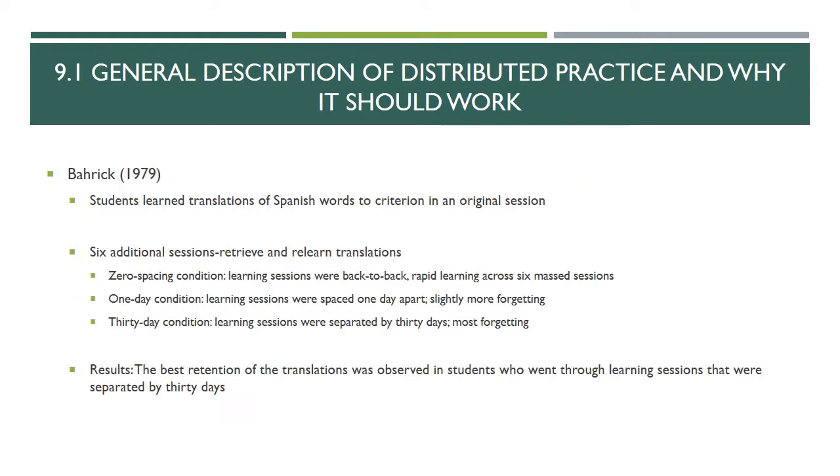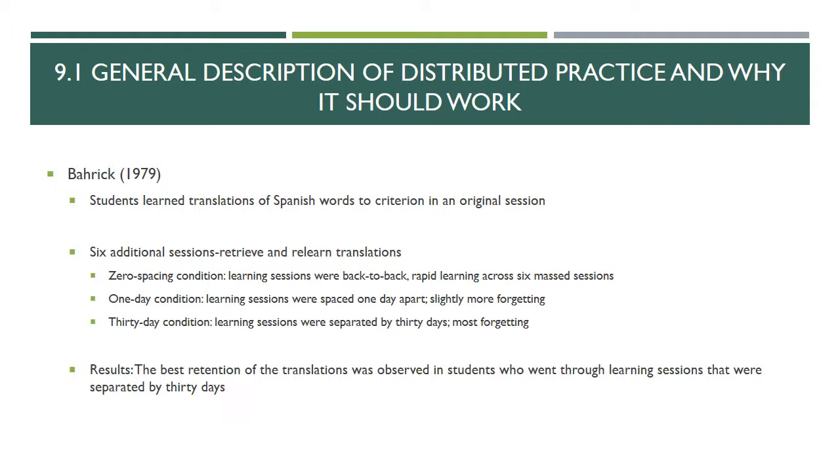So, what does distributed practice look like? We will look at an experiment on distributed practice conducted by Bahrick in 1979. In this experiment, students learned translations of Spanish words to criterion in an original session. After that, students were asked to participate in 6 additional sessions in order to get a chance to retrieve and relearn the translations. The students were separated into 3 different conditions.